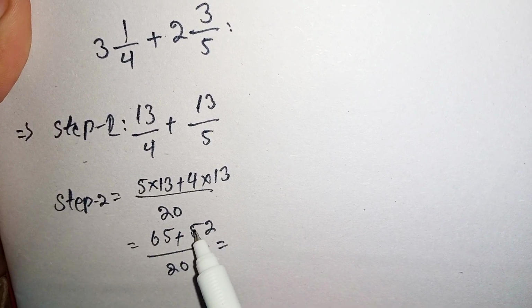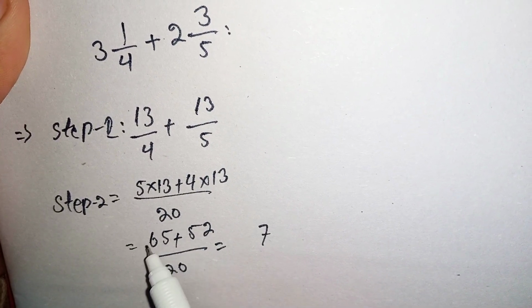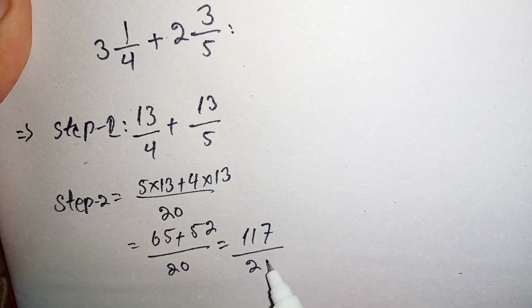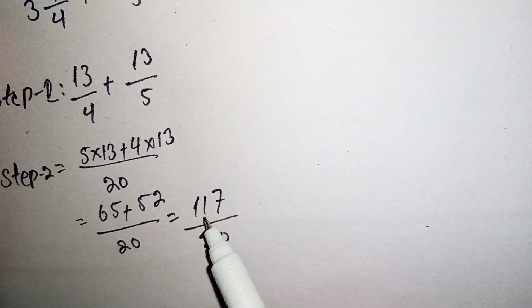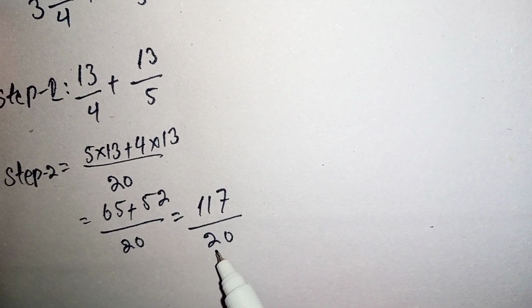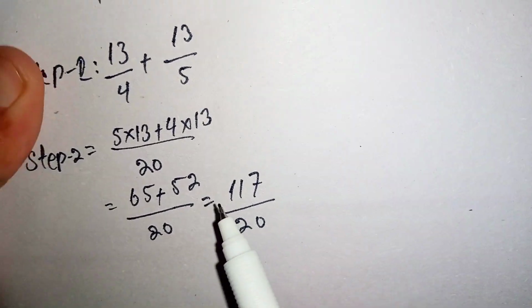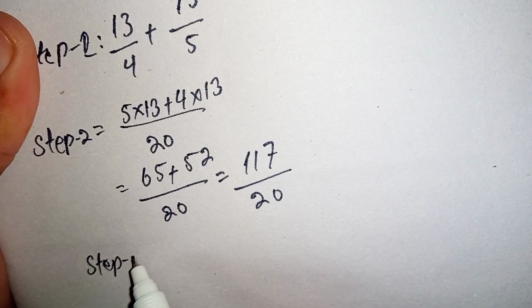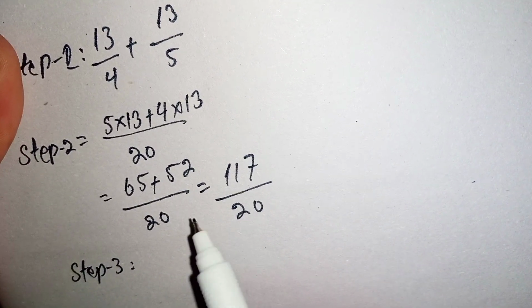Now we will add both of these numbers. So 65 plus 52 is 117 over 20. So we added both of these improper fractions, which is equal to 117 over 20. Now we will convert this improper fraction into a mixed number. So in step 3, we will convert this improper fraction into a mixed number.